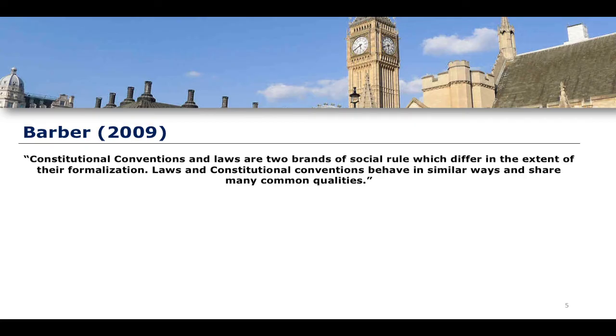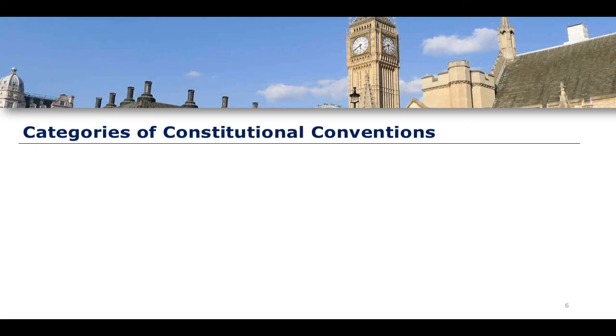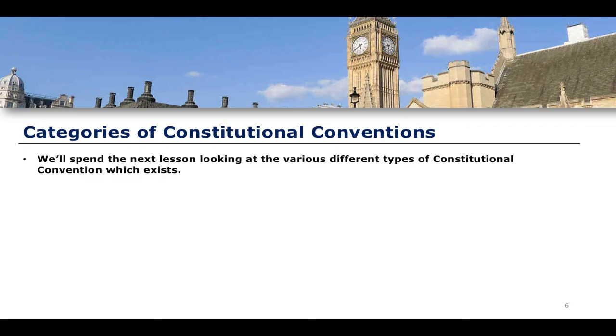According to Barber from 2009, constitutional conventions and laws are two brands of social rule which differ in the extent of their formalization. Laws and constitutional conventions behave in similar ways and share many qualities. And this gives rise to a major question, which is the idea of the different categories of constitutional convention. Now, what we'll do in the next lesson is explore the various types of conventions which exist.